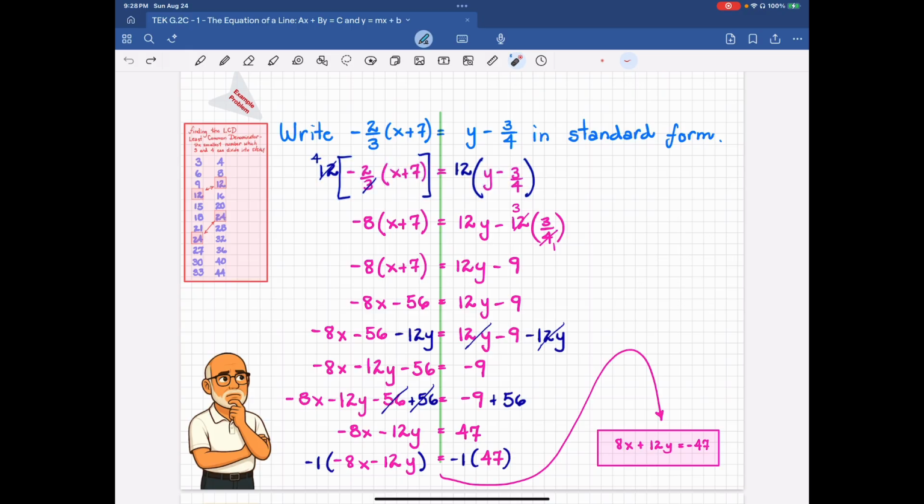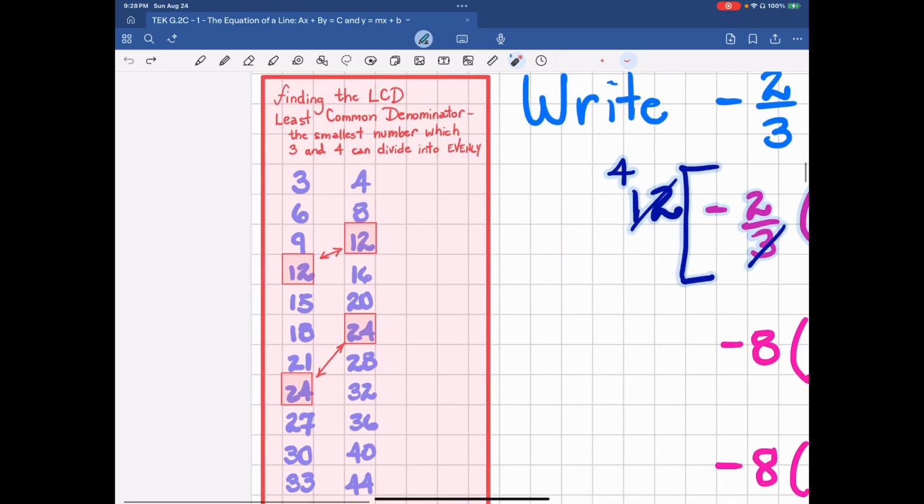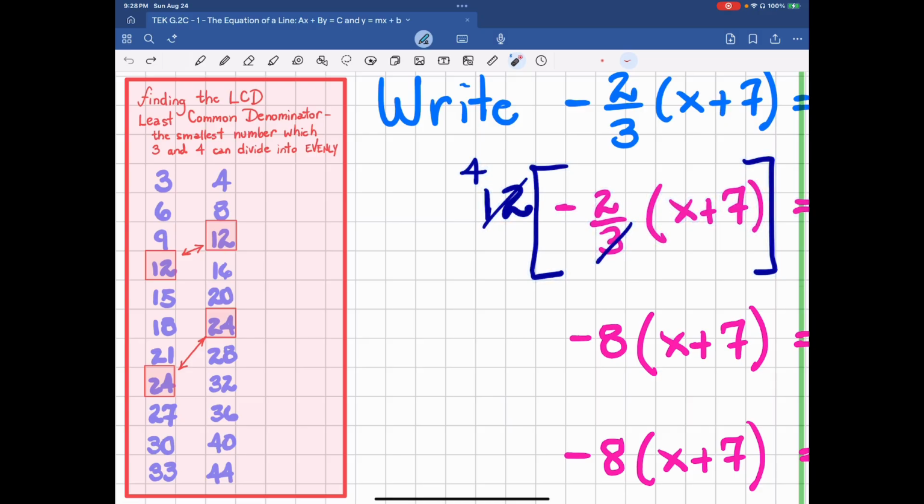So what I did was I put the multiples of 3 and the multiples of 4 together. Notice, you go 3, 6, 9, 12, 15, 18, 21, 24, 27, 30, and 33. So this is basically 3 times 1 going to 3 times 11. I did the same for the 4s: 4, 8, 12, 16, 20, 24, 28, 32, 36, 40, and 44. So I'm going to look and see what's the smallest number that these two share in common. Well, it's the 12 right here.